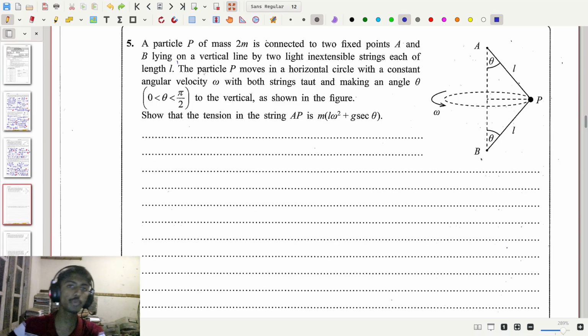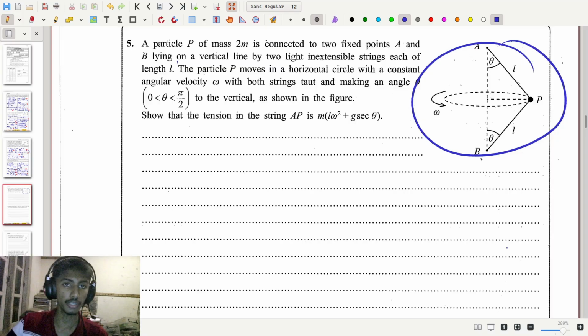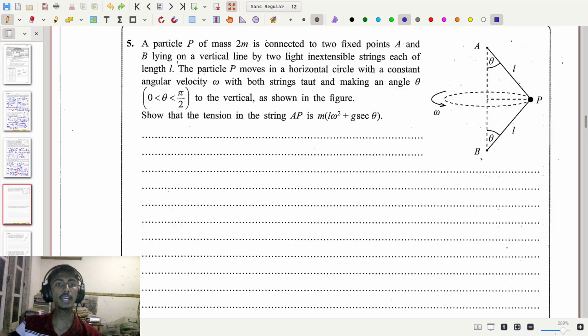Now to start off with this question, let's first mark everything that is not already marked in this diagram in the same diagram itself. So first, we are given that particle P has a mass of 2m. However, in the diagram, we have not marked the force due to gravity occurring from this mass. So let's first mark that the particle P has mass of 2m, and therefore it would have a downward force on it of 2m times g, or 2mg.